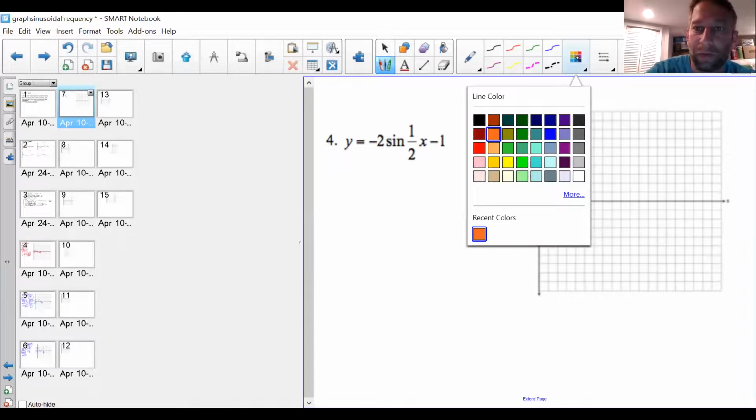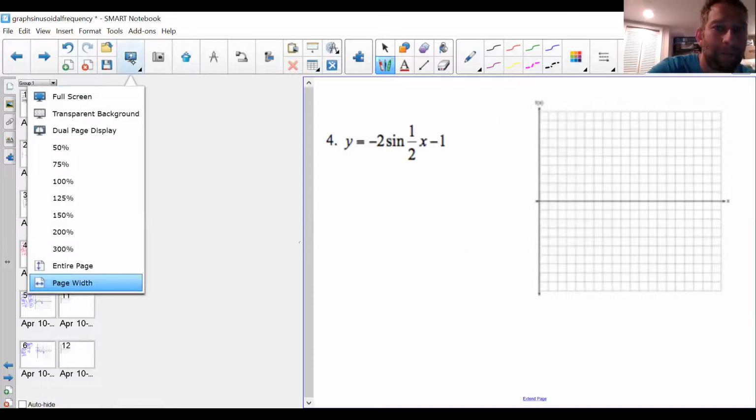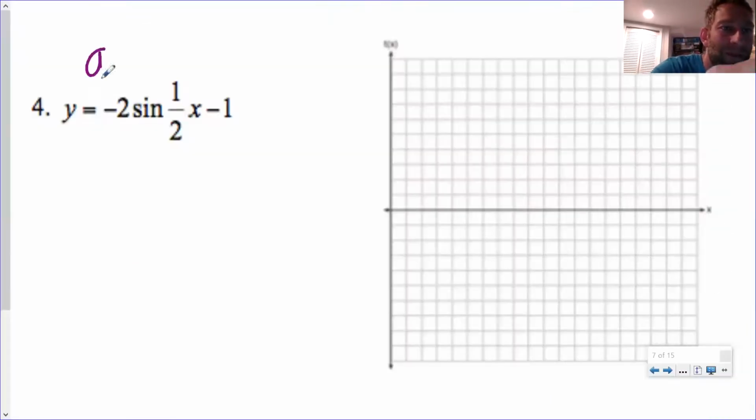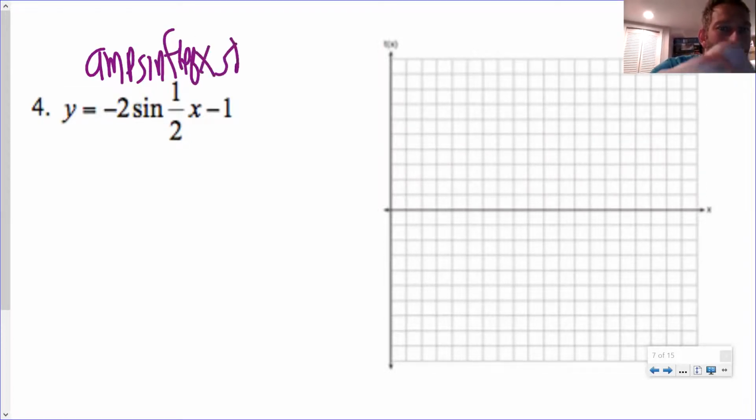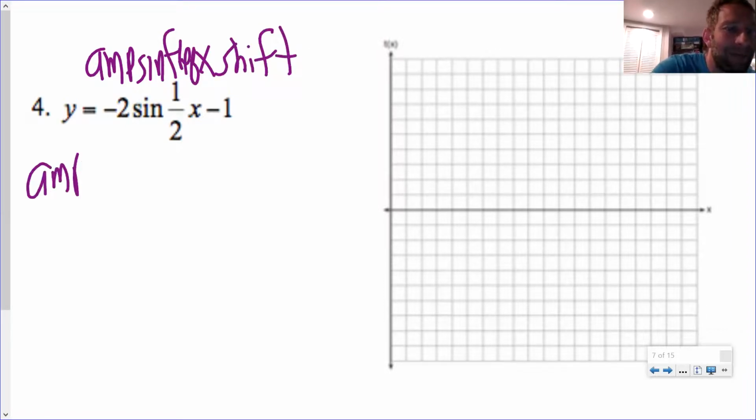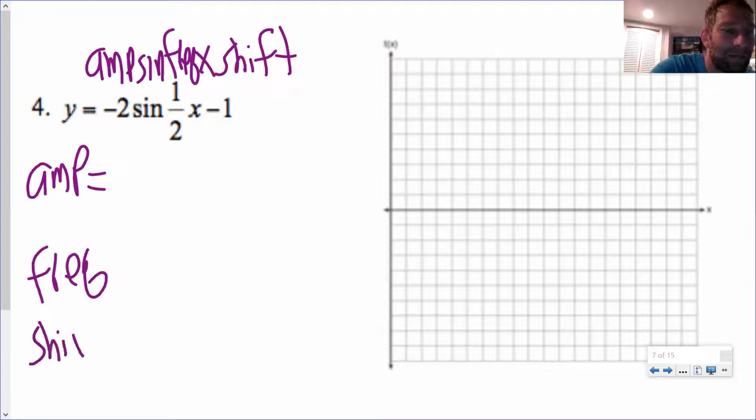Let's do deep purple. Amp sine freq x shift. I want you to list the amp, sine or cosine, freq, shift. I'll give you 30 seconds to do that, and then we'll talk about the period.